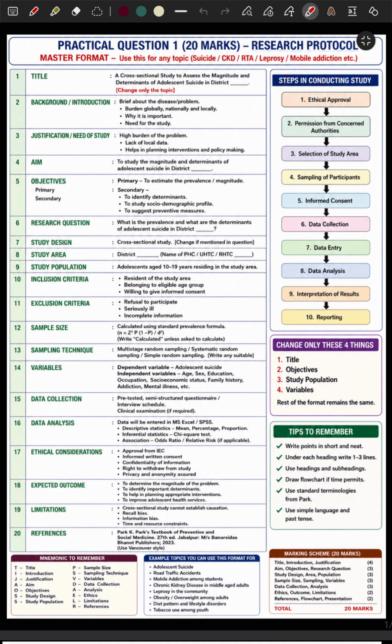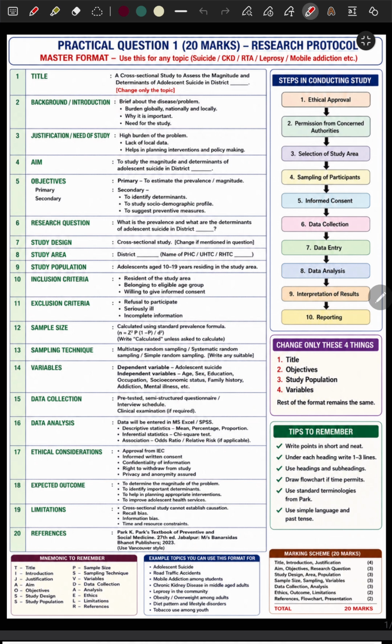Steps in conducting a study: first you need to obtain ethical approval, permission from the concerned authorities, selection of study area, sampling of participants, informed consent, data collection, data entry, data analysis, interpretation of results and reporting. Okay, this is the 10-step process of how to conduct a study. The marking scheme is given at the end. Like if it has asked for 20 marks, then what section covers what marks is given.